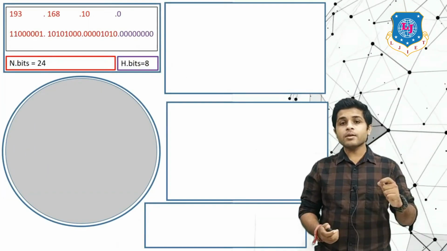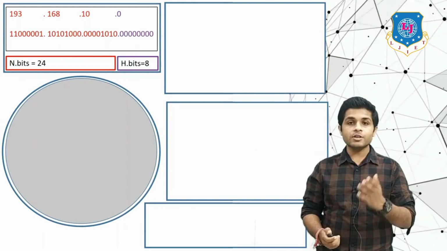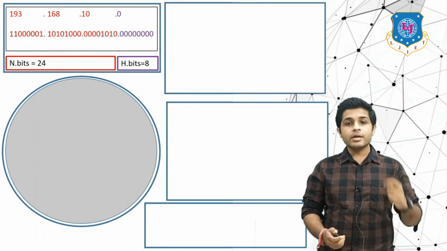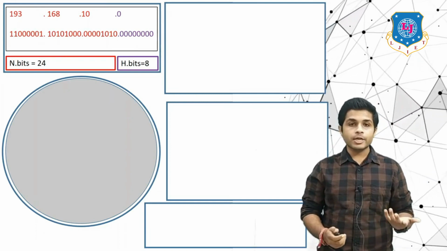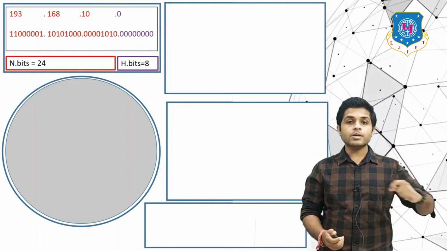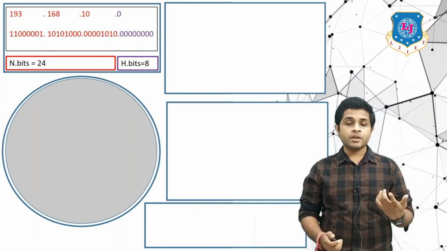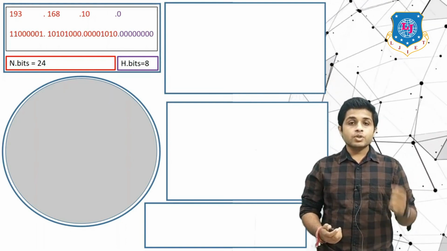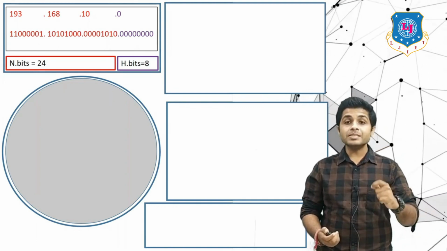This is the one class C network which is given to you, which is 193.168.10.0. We know that in a class C network, by default, 24 bits are for network ID and 8 bits are for host ID. The value of the network ID will remain the same throughout the network, and the value of the host ID will keep changing as the host changes. But right now, I want to divide this network into subnets. To do so, I will convert host bits into network bits.